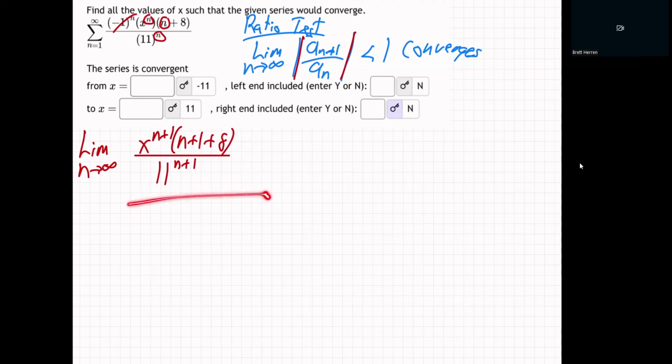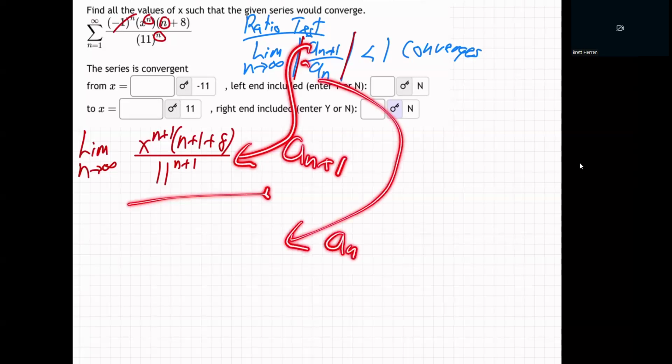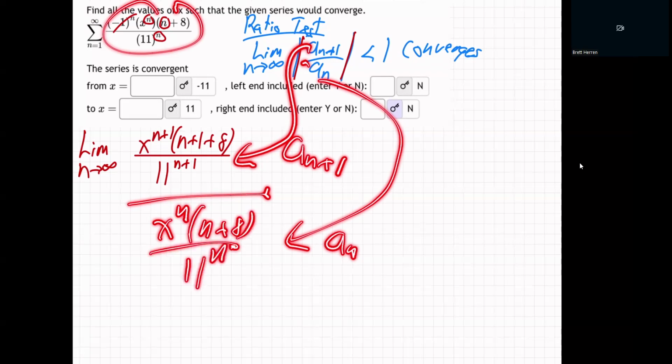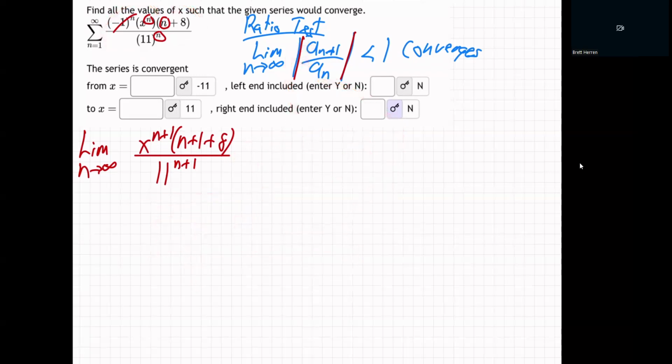Okay, now that's going to be over. So that's a sub n plus 1, right? Then we're supposed to put that over a sub n. What's a sub n? Well, that's the whole thing just to the n. That'd be x to the n over n plus 8 over 11 to the n. But we don't want fractions over fractions. Instead, flip that up and multiply by the upside down, because dividing is upside down multiplying. So we'll just do that times 11 to the n, that'll now be on the top, x to the n on the bottom, n plus 8. The absolute value of that is less than 1. Wherever that is, it converges.